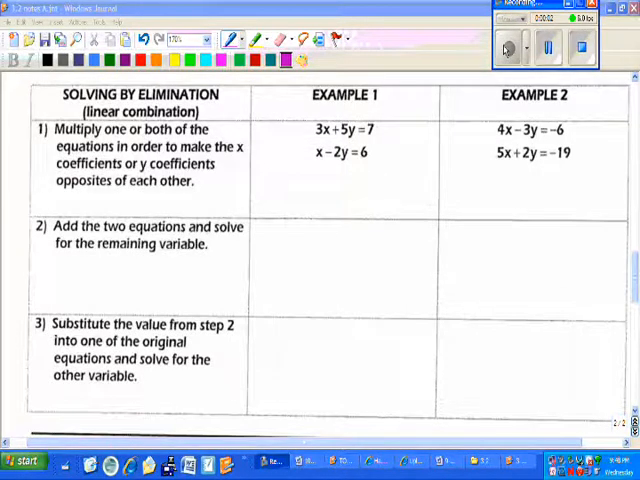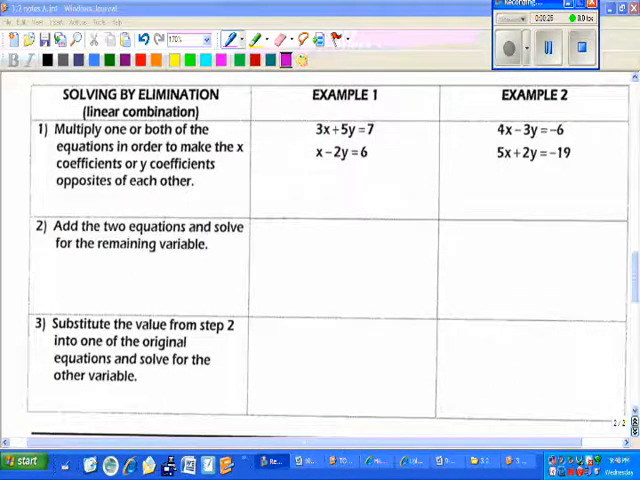Alright, on the back of the notes we have a different technique for solving systems algebraically. It's called solving by elimination. Another way it's called is linear combination. But elimination kind of tells you what's going on. We're trying to eliminate one of the variables so that we can solve a simpler equation.